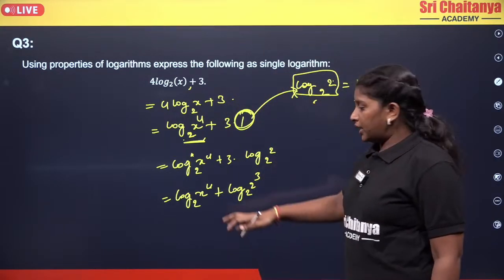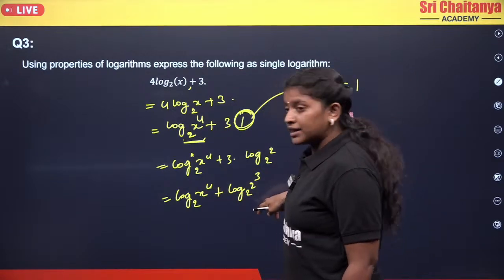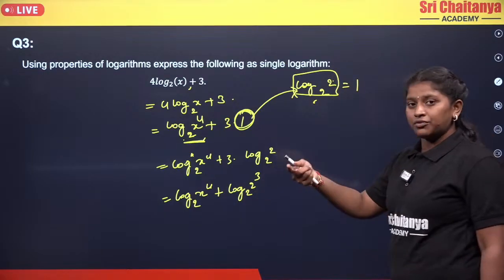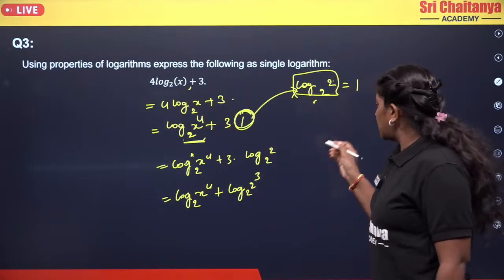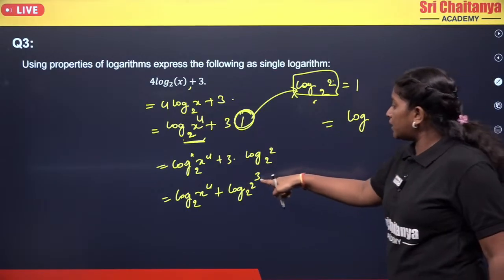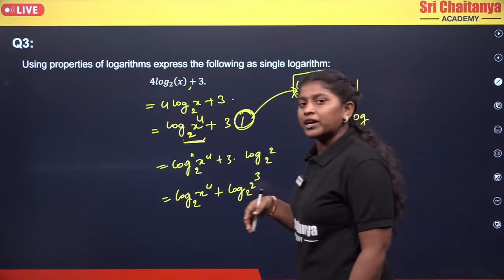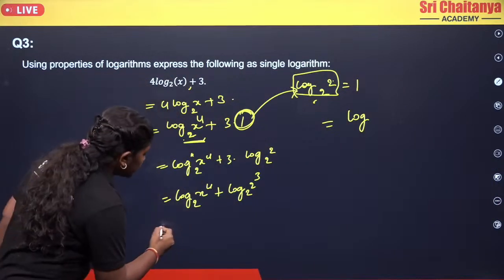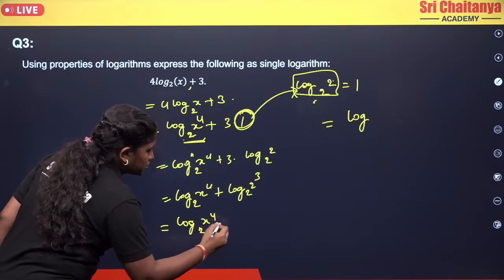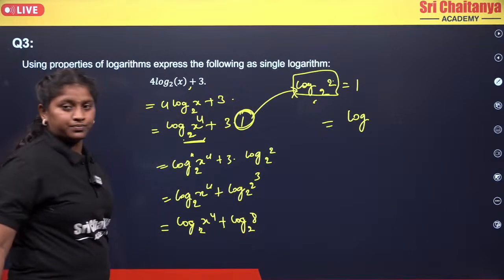Now here if you observe clearly, we are having log a plus log b, right? So now once again if you use the properties of your logarithms, you will get log of a into b. So here instead of 2 cube you can simplify the 2 cube, right? So 2 cube value will become 8. So finally we can write it as log x to the power 4 to the base 2 plus log 8 to the base 2. Clear?